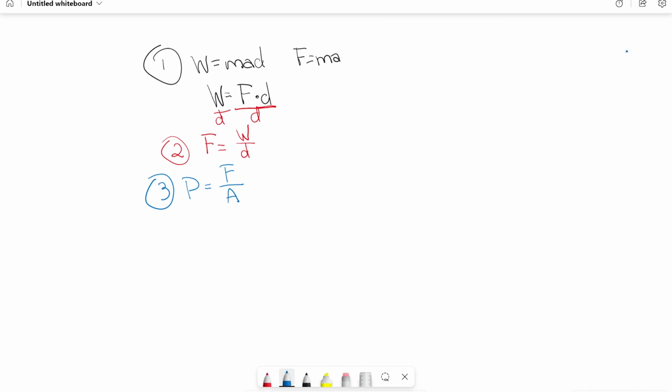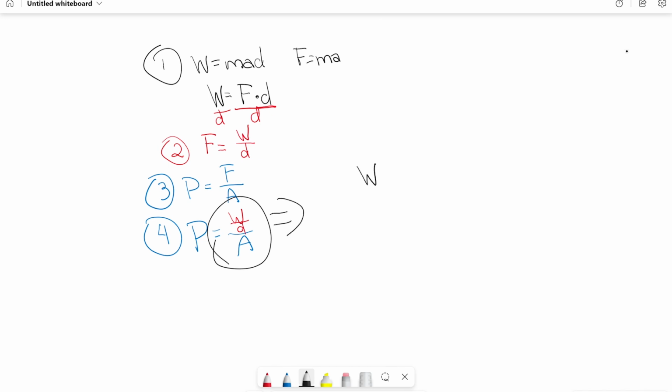And so now, if we want to substitute the force for work over distance, we can say that the pressure is equal to work over distance over area. And this work over distance over area situation is a lot of fractions. And so to simplify that, if we have work over distance and we're going to be dividing that by some area, because there's no denominator under this area, we can say that the denominator would be 1.